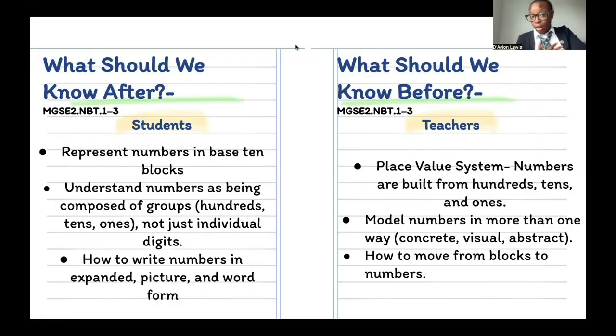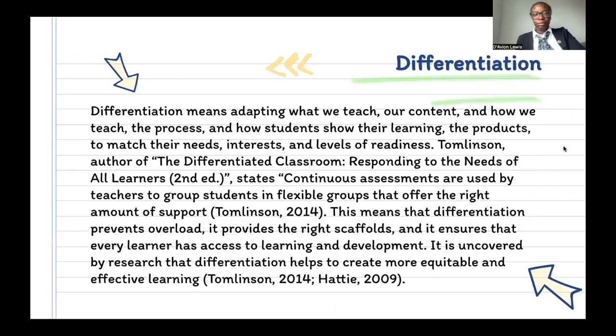Now, what should I know before I teach this standard? I should know about the place value system and how numbers are built from hundreds, tens, and ones. I should know how to model numbers in more than one way, whether it's a concrete way, a visual way, or an abstract way. And I should know how to move from blocks to numbers.